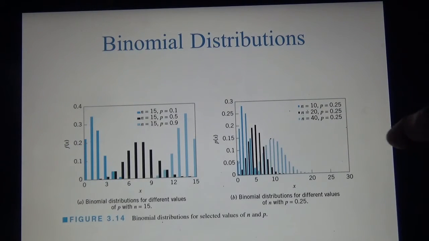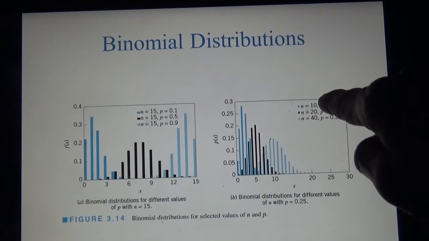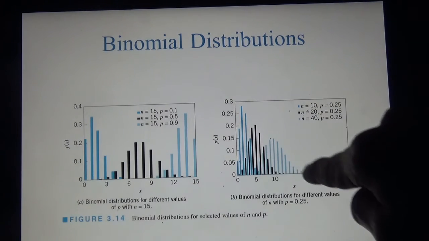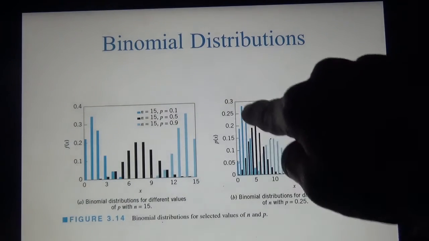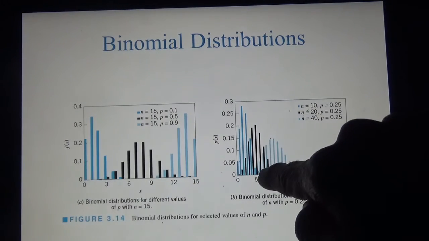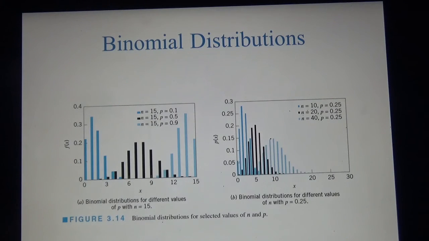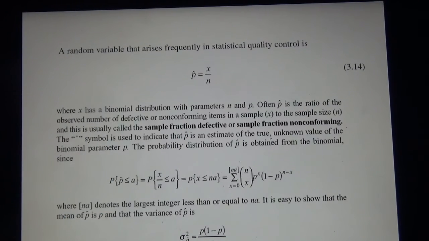Here we have p = 0.25, and it changes the n values here, 10, 20, 40, and you see how it changes. So when n is large, as we can see, this distribution goes to the normal distribution. Since this is a binomial distribution, it is a discrete distribution, but it looks like the normal distribution.